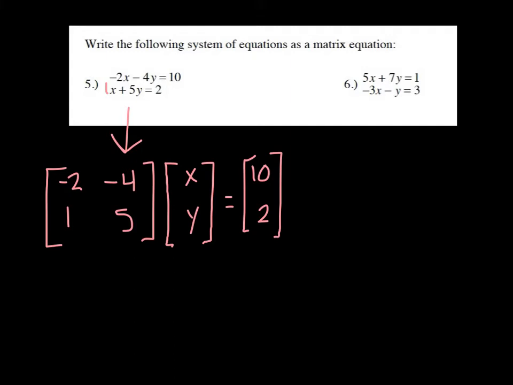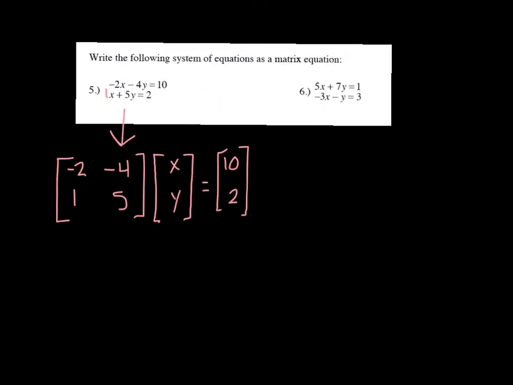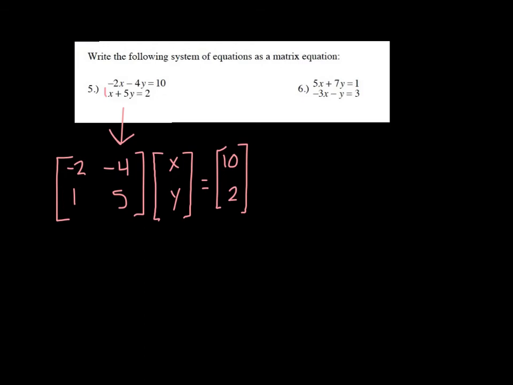And remember, the way we multiply matrices, we would multiply that first row, which is -2 and -4, times the column in our second matrix, which is x and y. So -2 times x plus -4 times y becomes -2x minus 4y, and that's going to equal your first spot in that last matrix, which is 10. So we're pulling what we have in our systems, putting it in matrix form.